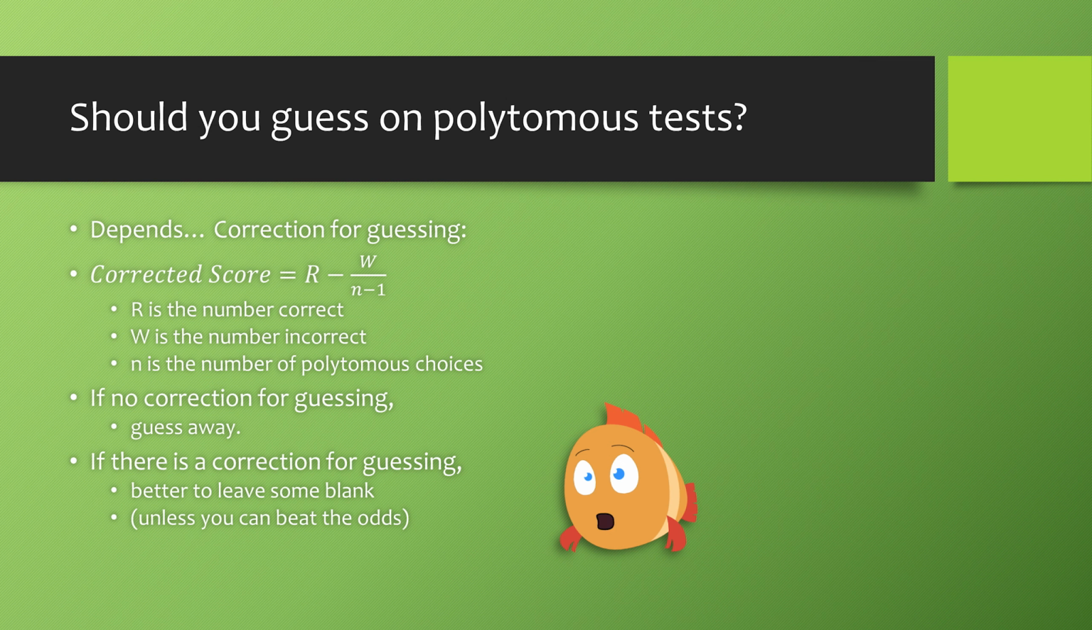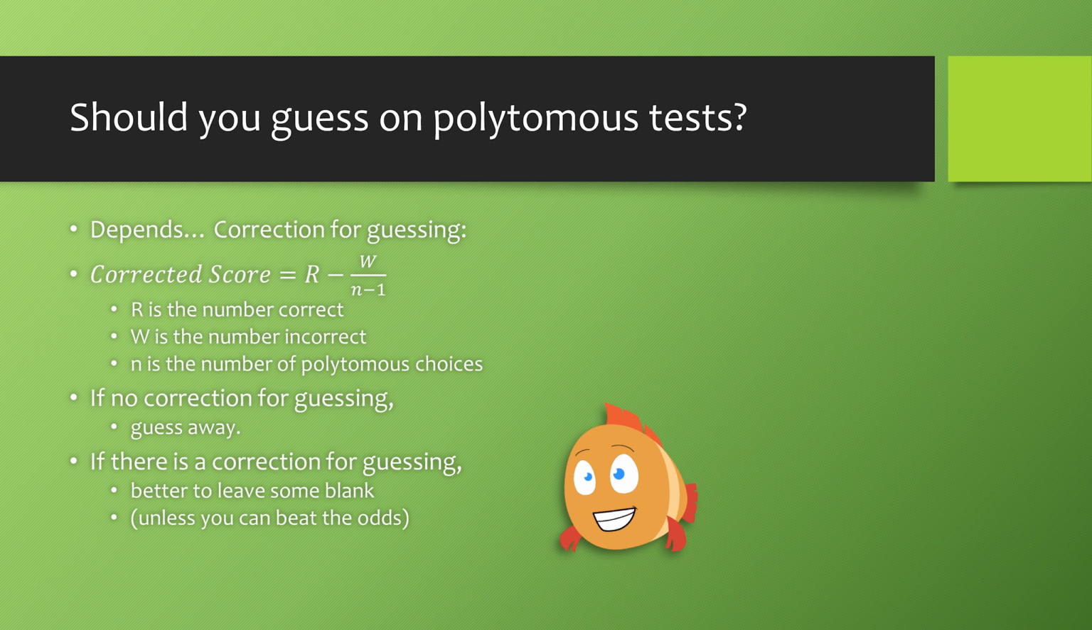We'll learn a little more about this in the IRT unit, but it's called a correction for guessing. And a corrected score can be calculated, this is the old school classic way to do it. R is the number of correct items minus the number of incorrect items divided by the number of polytomous choices minus 1. What does that mean?